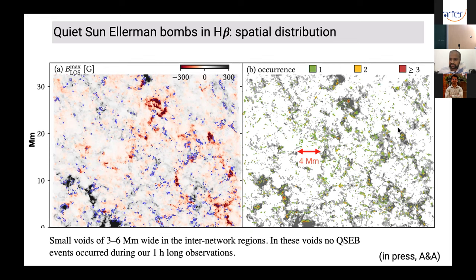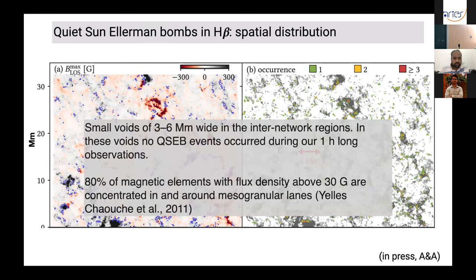But what we see is that there are these gaps, these voids, and these voids are between 3 to 5 megameters wide, which is basically the size of the mesogranulation. That makes sense because it has been found that almost 80% of the elements which have a certain strength, say 30 gauss, are organized in the mesogranulation lanes. So it makes sense that the reconnection events might also be taking place on that mesogranular boundary.